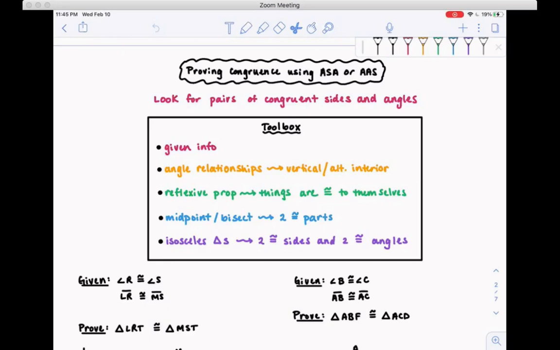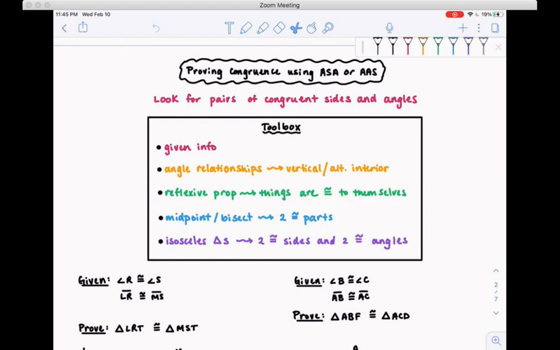Hi everyone, welcome to the second part of lesson 3.5. So in this part of the lesson, we're going to do some examples of proof using the two new theorems, which were angle side angle, ASA, and angle angle side, AAS.